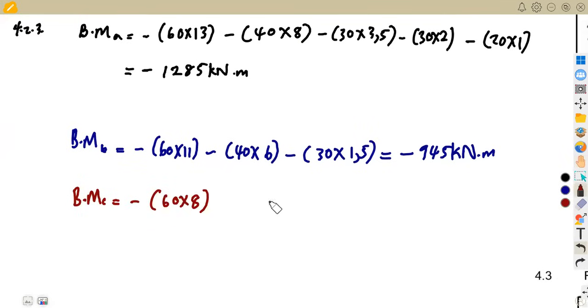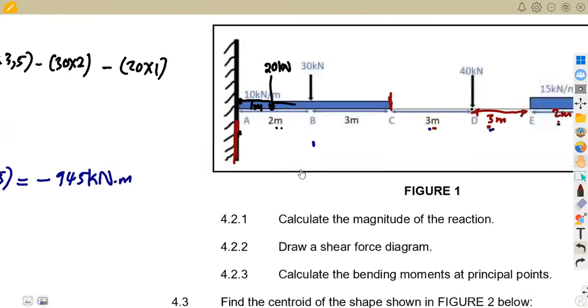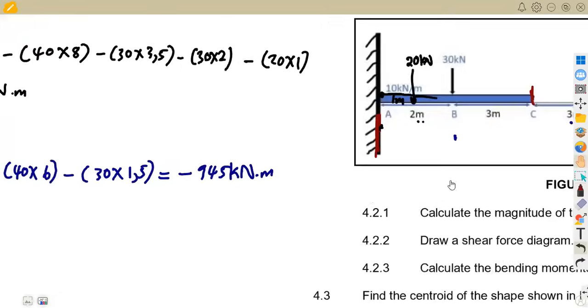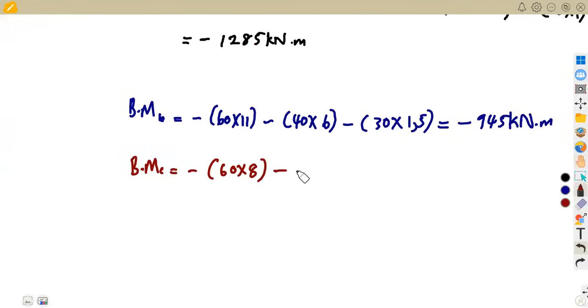All right, then after that, we've got a point load of 40. So from D back to C, there's a distance of 3 meters. So it's 40 times 3. So it's going to be negative 40 times 3, force times distance. All right, so that was going to give us negative 600 kilonewton meter.